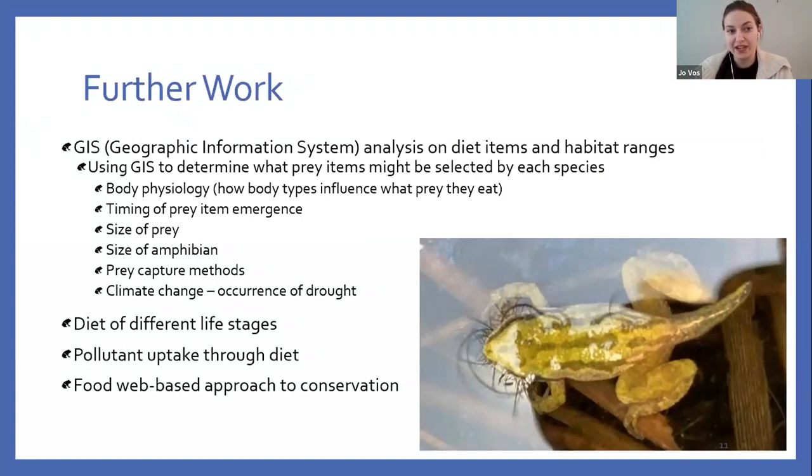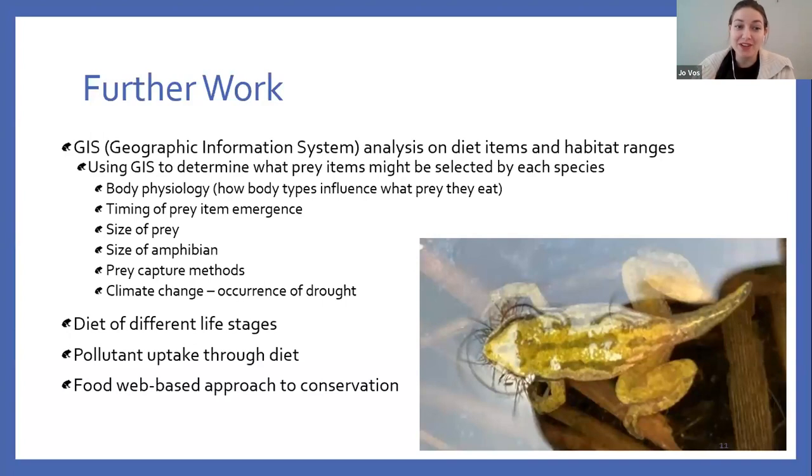I am also working with GIS, which is Geographic Information Systems, and using that analysis to figure out which diet items and habitat ranges are possibly overlapping for different amphibian species, and then figuring out if different prey items might be selected by different species depending on their habitat needs and their prey's habitat needs, and other factors as well, like body physiology, how the different body types influence what prey they eat, and how their hunting patterns affect what they eat. For example, most salamanders are extremely predatory and they will actively hunt for their prey, whereas most frogs and toads are ambush predators where they will sit and wait for things to kind of move across their path and then get them that way. So understanding how that is affecting what prey they eat, whether they're specifically seeking a certain type or whether they just take what they get.